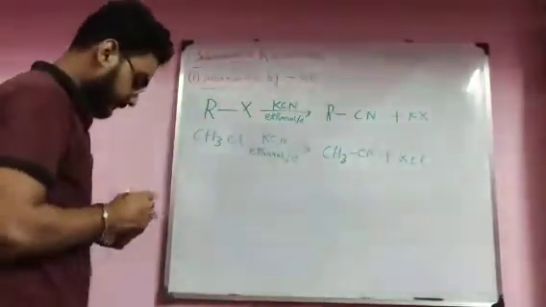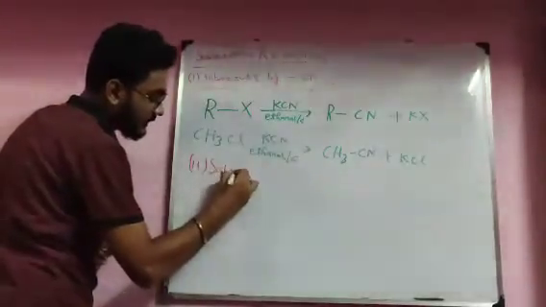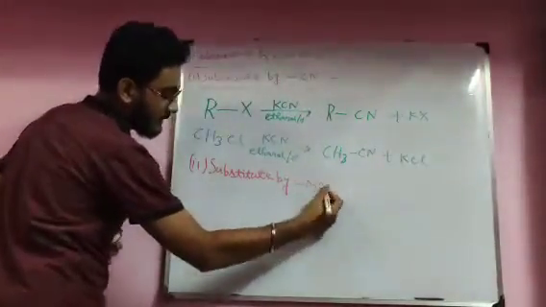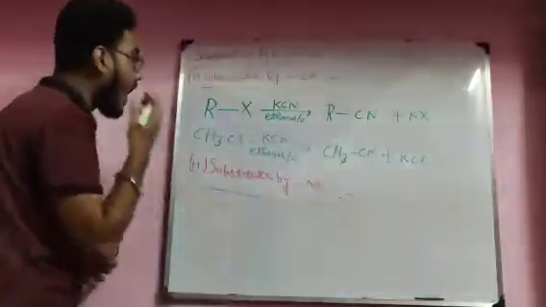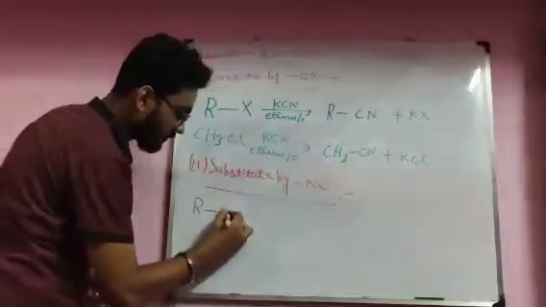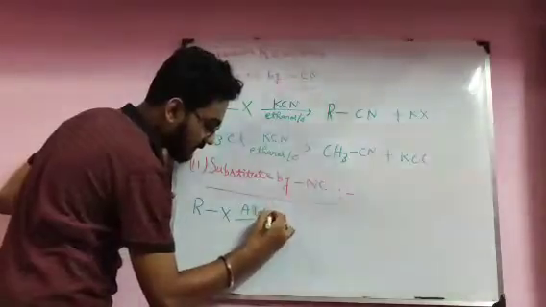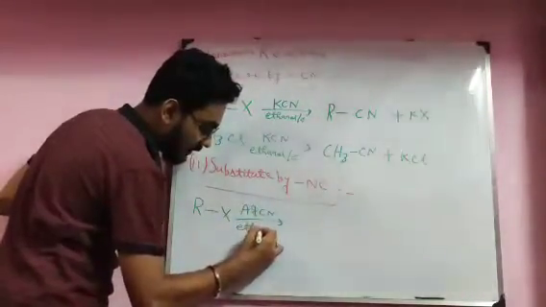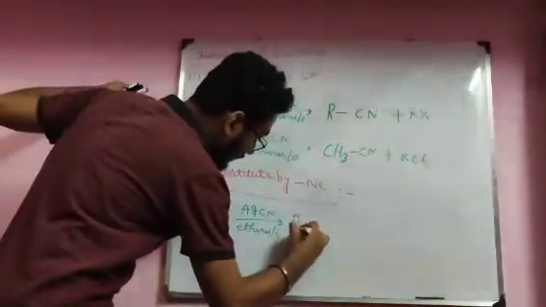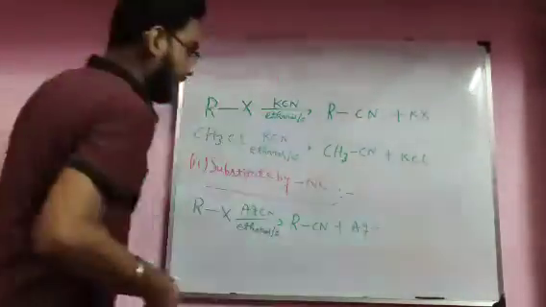Next, number 2, is substitution by isocyanide, NC. The reaction is: if we give AgCN, ethanol and heat, then the product will be R-NC plus AgX.